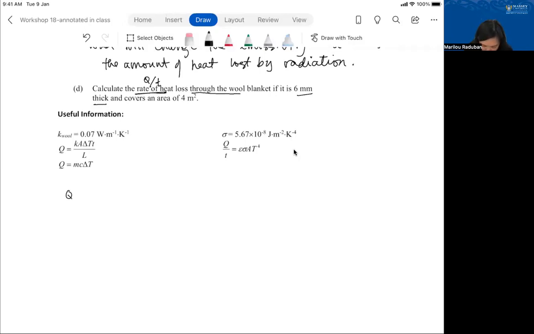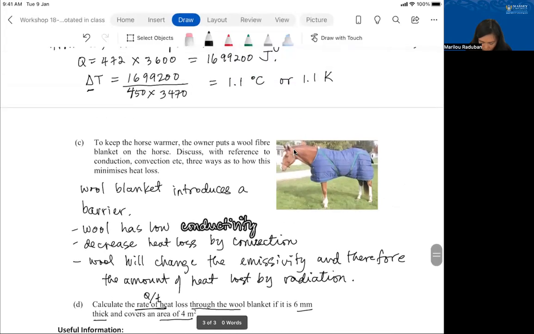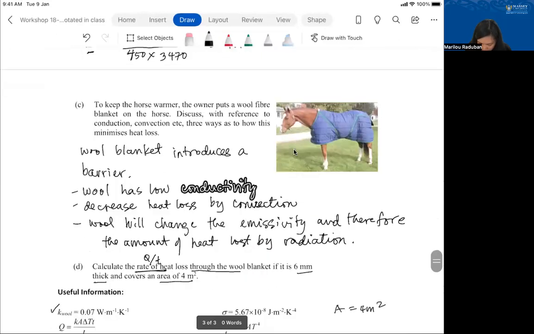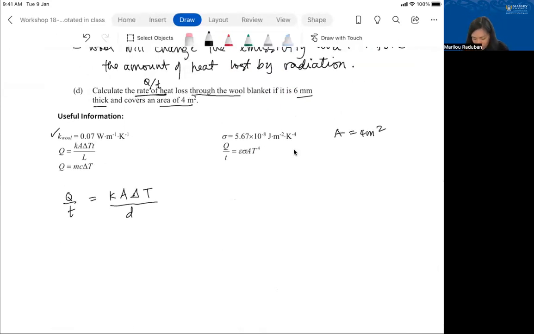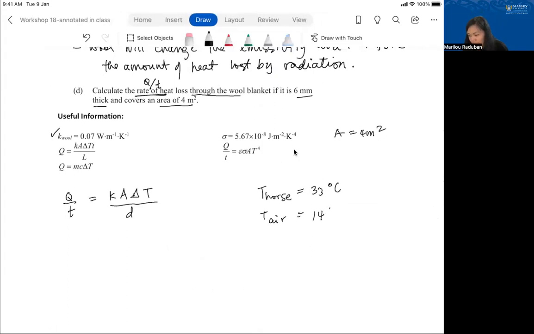So rate means Q over T, and we have the equation for conduction: thermal conductivity K times the area times the difference in temperature divided by the thickness through which heat is transferred. Okay. So we have all the information. K, the thermal conductivity of wool, is given. The area is also given. The area is equal to 4 meters squared. The difference in temperature, we've seen that in question A. In the introduction to the question, the temperature of the horse is equal to 33 degrees Celsius, and the temperature of the air is equal to 14 degrees Celsius.